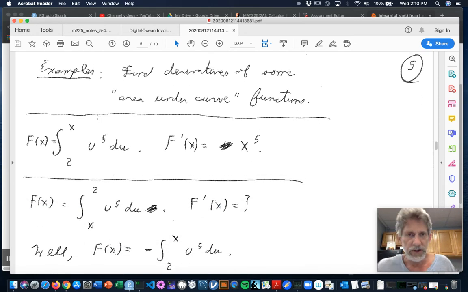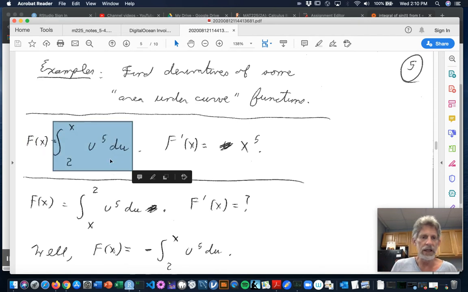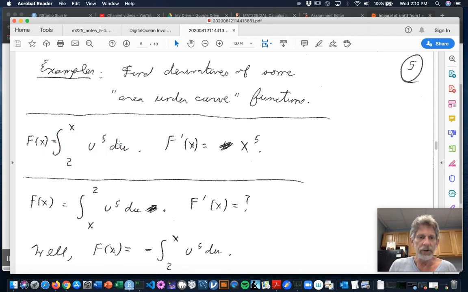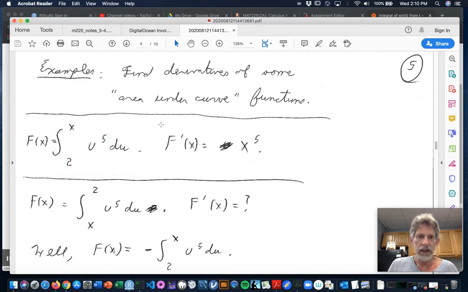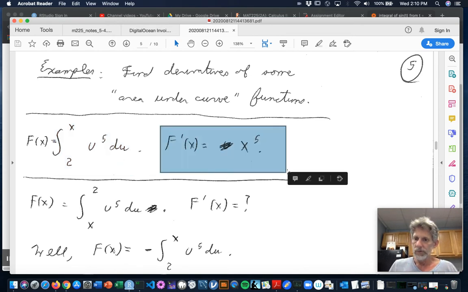Let's take as other examples just some area under the curve functions and see if we can get their derivatives. So how about capital F of x is the integral from 2 to x of u to the 5th du? Doesn't matter what your variable of integration is called, as long as it's not an x that you're already using as the variable for the upper endpoint. It could be any other variable at all. You're still looking at the same signed area under a function. And the derivative will be, instead of u to the 5th, x to the 5th.